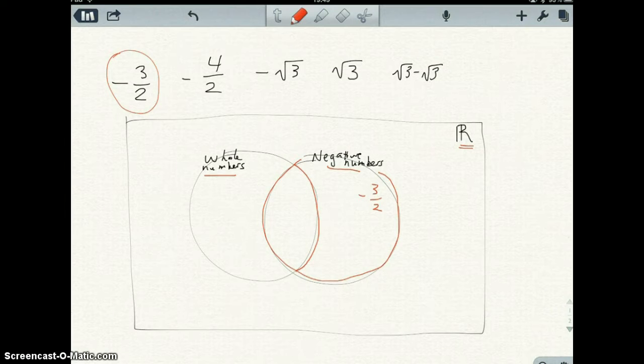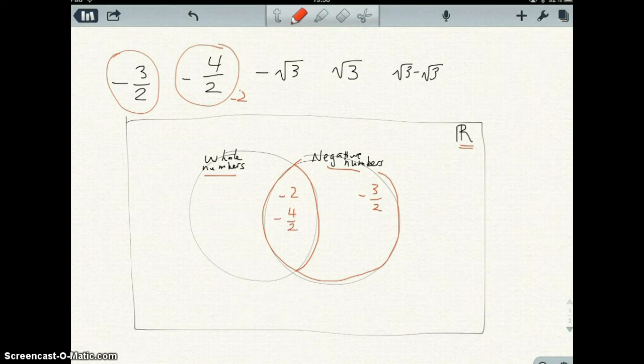Okay. Negative 4 over 2. Negative 4 over 2 is actually a negative 2, right? And so even though it's written in a form that does not look like a whole number, if you divide it out, it is a whole number. And it is a negative number. So that would go in both, right? It's a whole number and it's a negative number, so we'll put it here, negative 2. Or we could write it just as it said there, which would be negative 4 over 2.